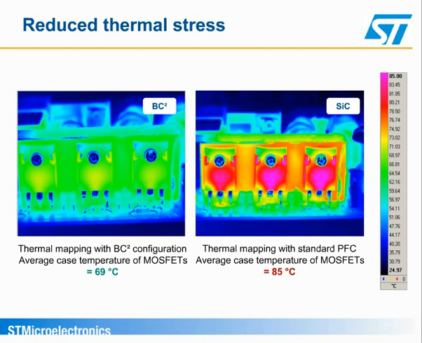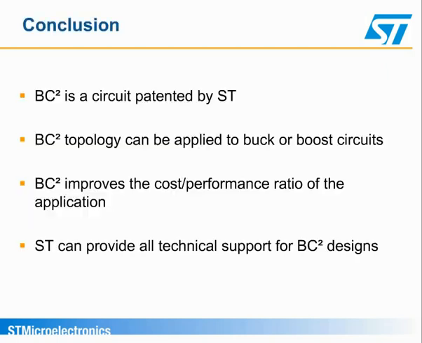To summarize, the BC squared is a patented circuit from ST that uses silicon diodes only. It consists of a topology that can be applied to boost or buck circuits and improves their price-performance ratio compared to standard topologies using SiC diodes.